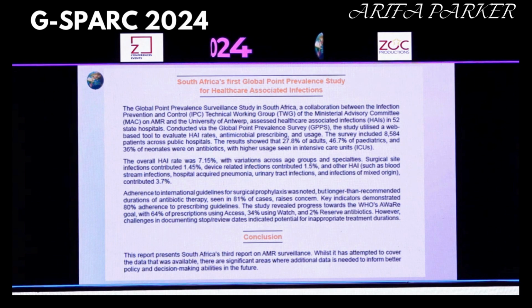Very high antibiotic use as expected in the ICU groups, ranging from 45 to 79% in the various categories of ages. But for the first time, we actually managed to get an HAI rate for the country, which was sitting at 7.15%. Of this, 1.5% was due to surgical site infections. HAIs such as UTIs and pneumonias and so forth contributed 3.7% of that 7%. Most of the infections were in the neonatal setting.